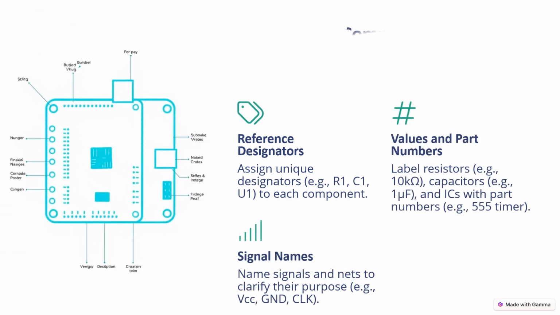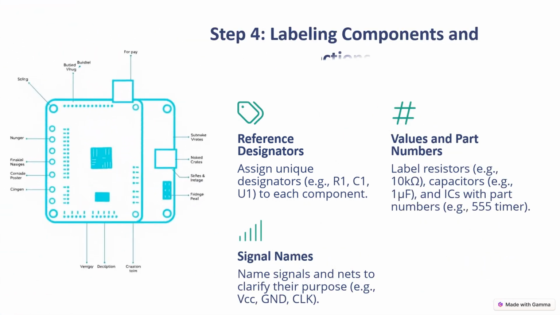Fourth step is labeling components and connections. Reference designators: assign unique designators, for example R1, C1, U1, to each component. Value and part numbers: label resistors, for example 10K; capacitors, for example 1 microfarad; and ICs with part numbers like 555 timer. Signal names: name signals and nets to clarify their purpose, for example VCC, ground, clock.